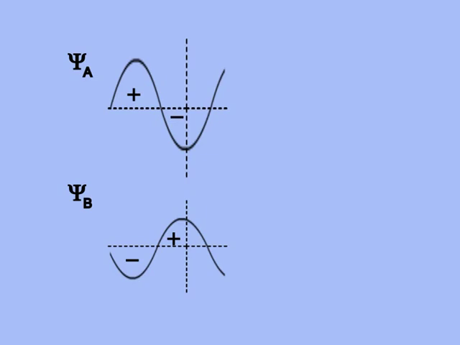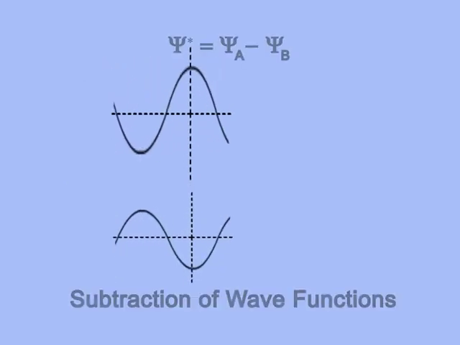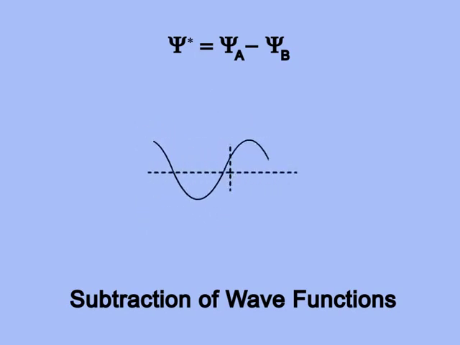When the two electron waves are out of phase, means they have opposite sign of wave functions, they will combine by subtraction to give new wave function. The resulting wave function is psi star is equal to psi A minus psi B. Let us look at the shown image. Subtraction of two wave functions is shown here.